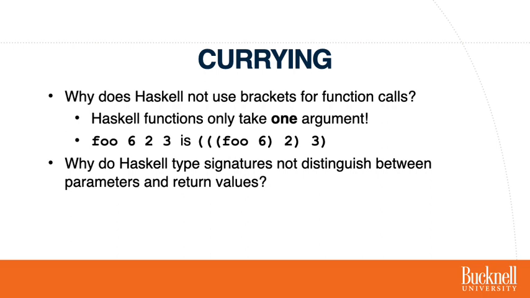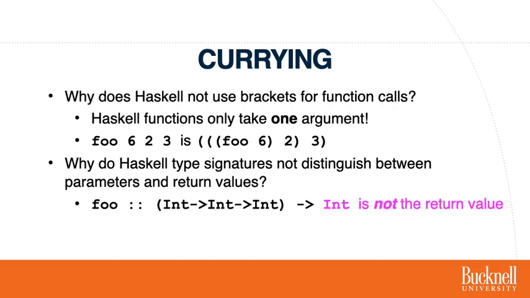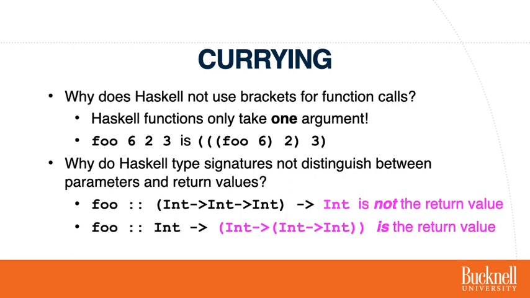Why do Haskell type signatures not distinguish between parameters and return values? Well, we told you that the last value in the type signature is the return value. That was, strictly speaking, not true. The last value is the ultimate return value, but is not actually the return value. The return value is everything after the first arrow. Properly speaking, Haskell functions are returning the whole part that is after the very first arrow, which is going to be a function in the case where there is more than one argument.